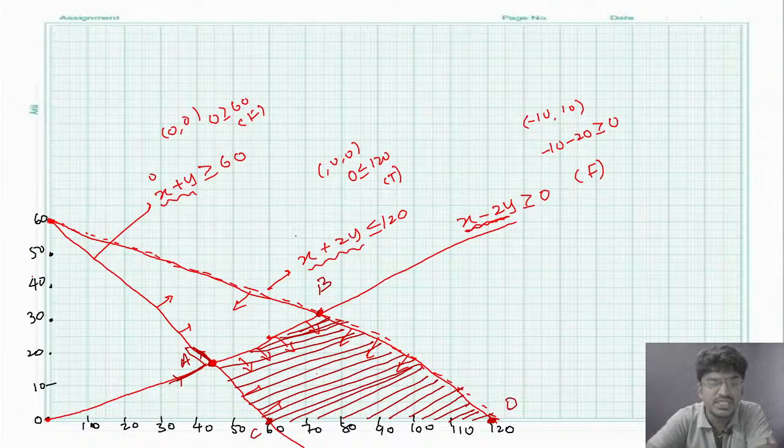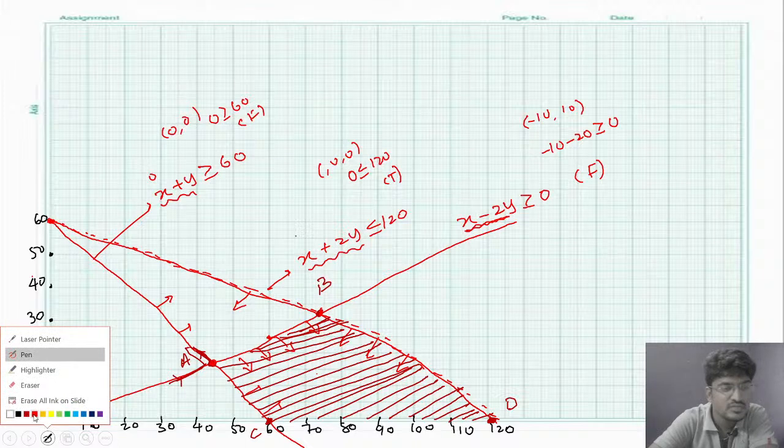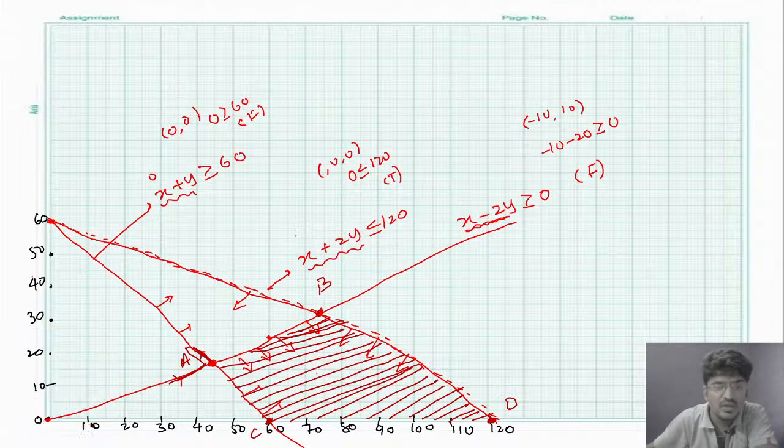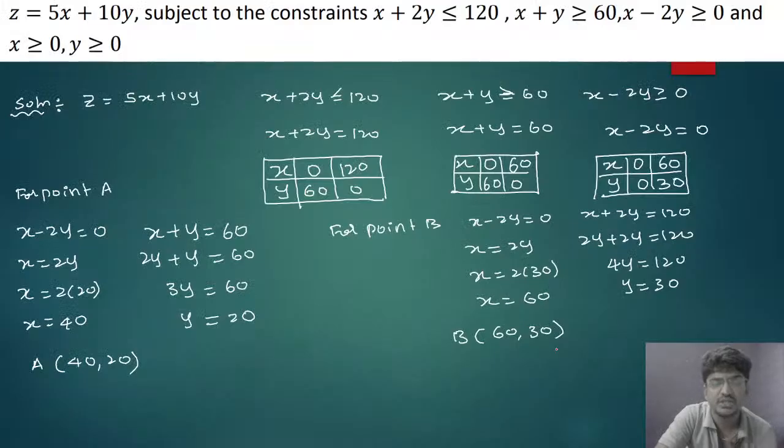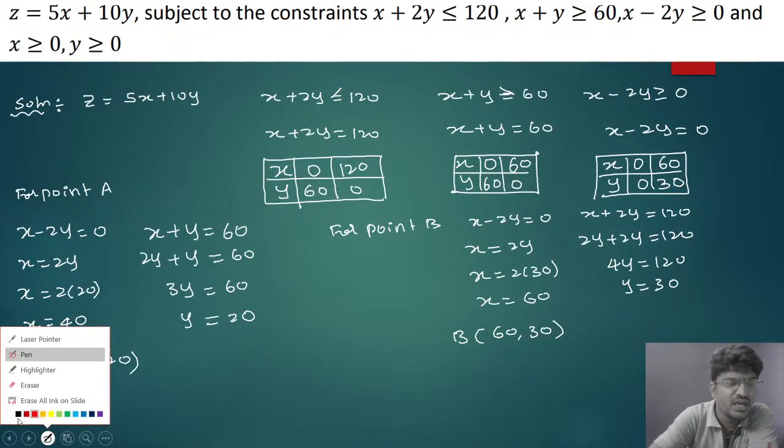And you can see point C. Point C is how much? Here you can see point C, that is 0 comma 60 and point D is 0 comma 120. Okay, so now you got 4 points. And draw the box and find the required result.